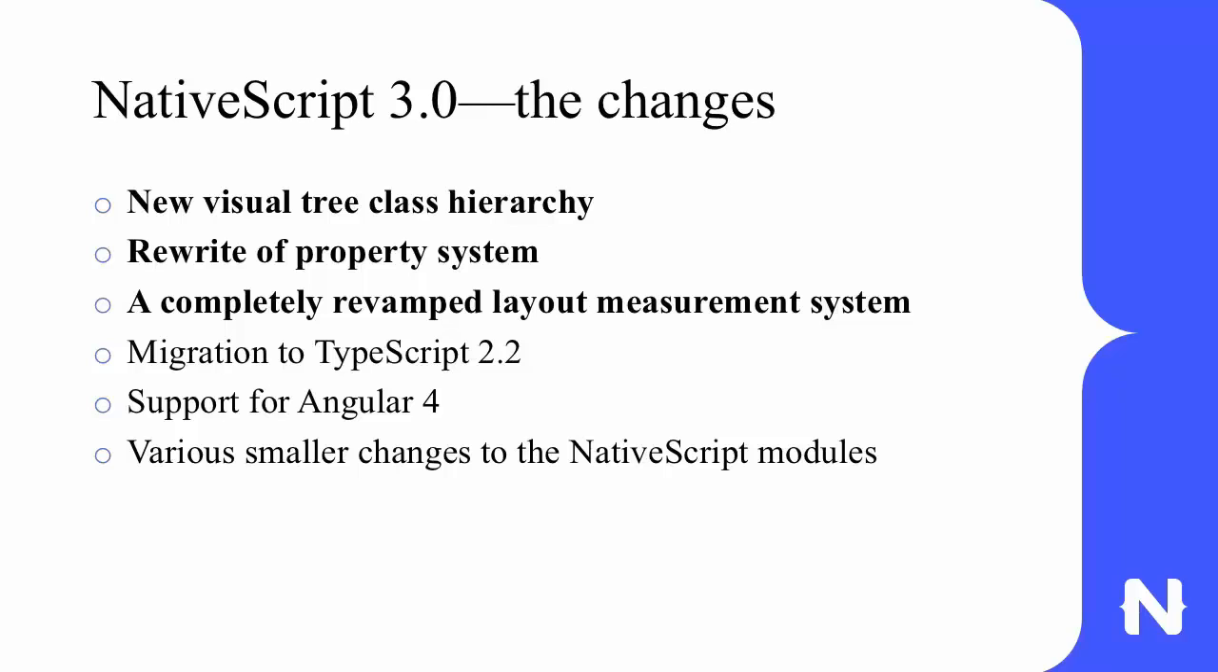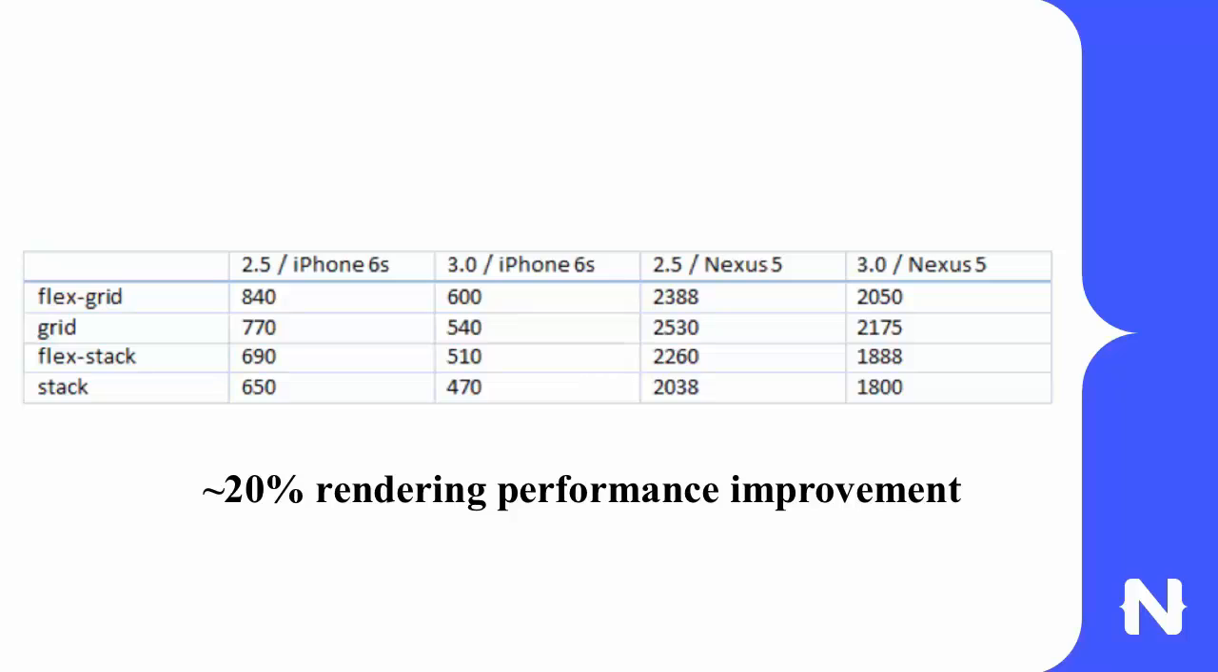To wrap things up, between all these changes with the new class hierarchy, a new refactored property system, and a revamped layout measurement system, our tests show that your average NativeScript app will get something around a 20% rendering improvement, which is pretty cool considering that for the most part, all you have to do is update your version numbers to take advantage of this optimization.